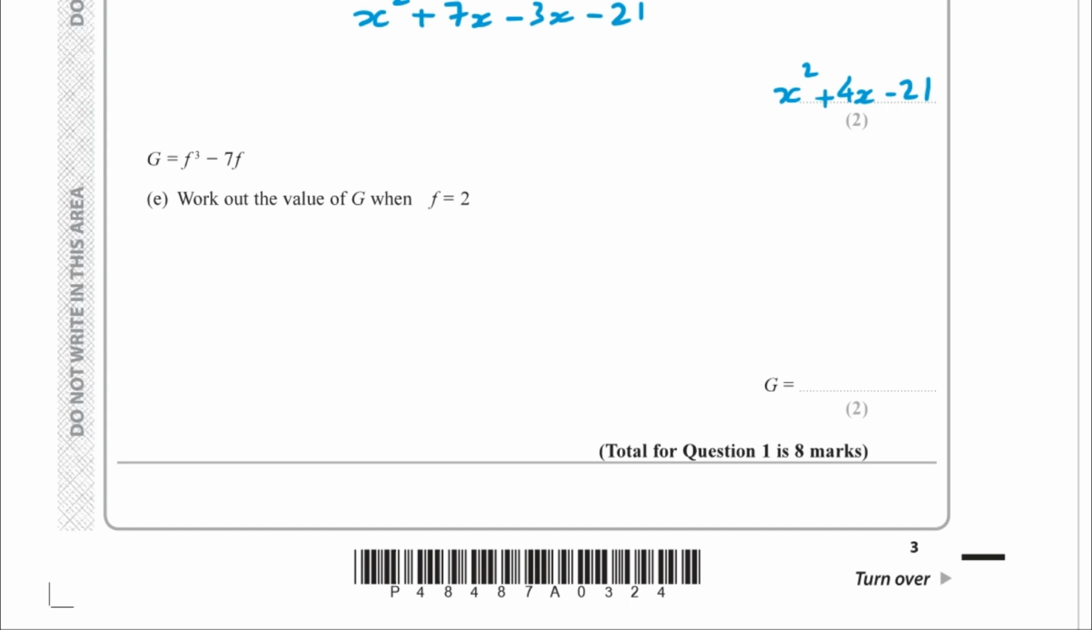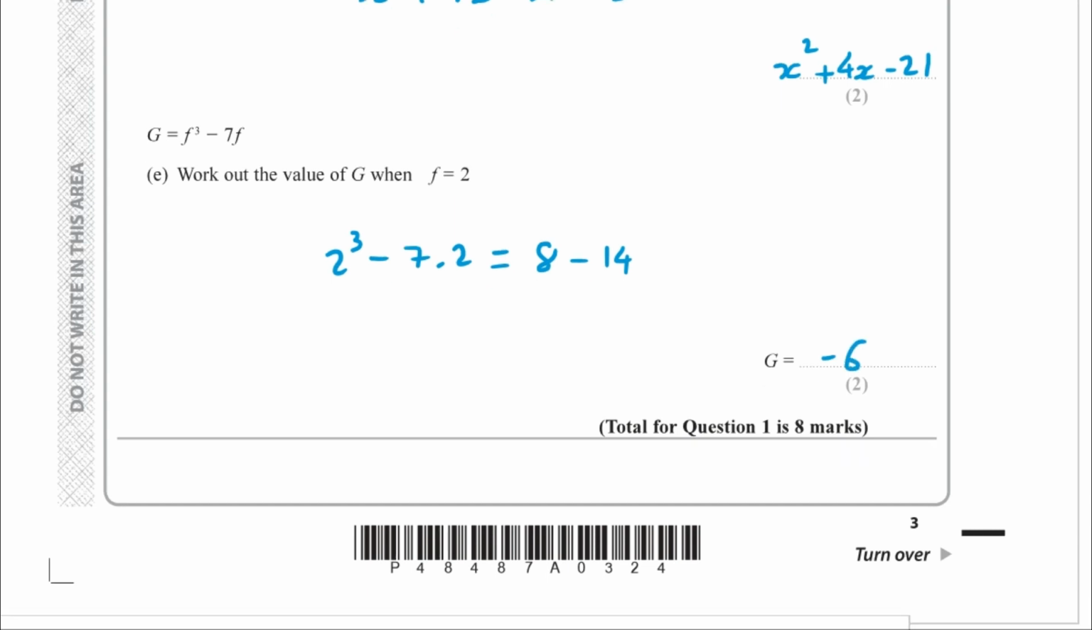And here for question G, f cubed minus 7f when f is equal to 2. So what we can say here is 2 cubed minus 7 times 2, and 2 cubed is 8, and 7 times 2 is 14. So this will be 8 minus 14, which is negative 6. So well done for doing these questions.